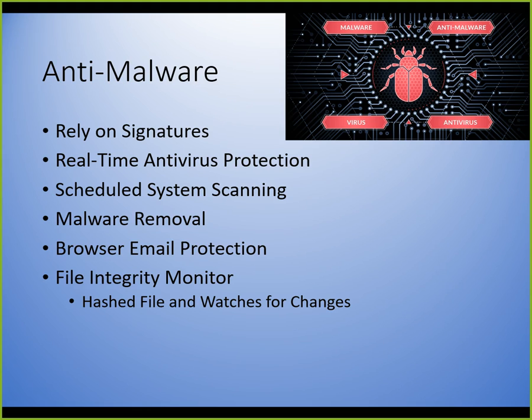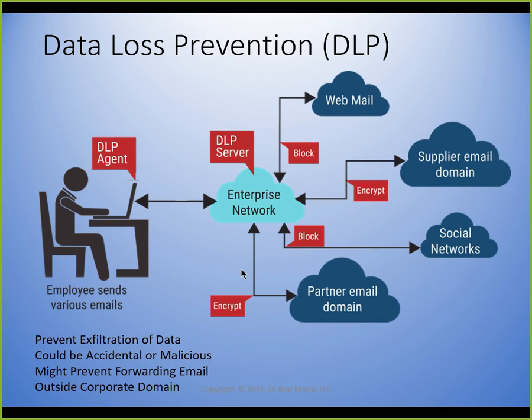We would then have all of the machines check to see if there were any updates that they needed to get to the operating system, or any other updates that might be available, and after that we shut them down. Malware removal, we have those. A browser email protection, file integrity monitor, a hash file. It's going to be watching for changes. So hashing is the process that we use in order to check to see if we have changes on our systems.